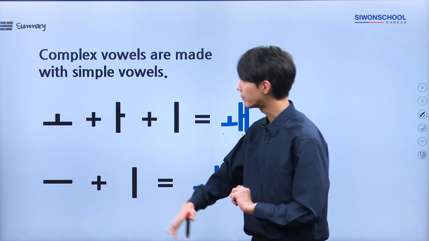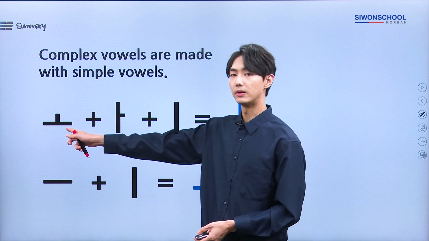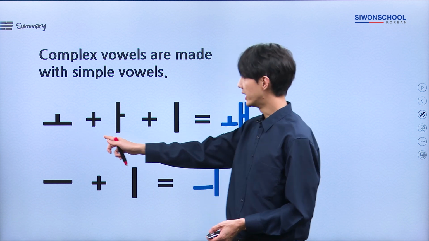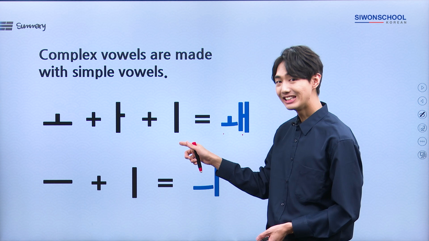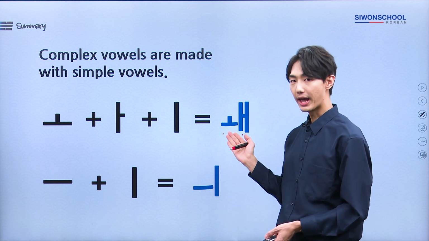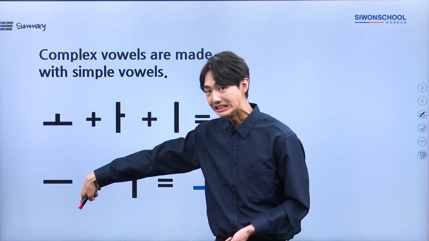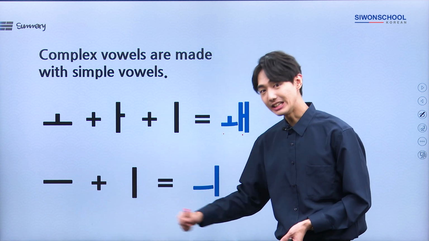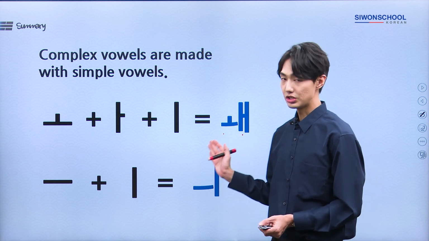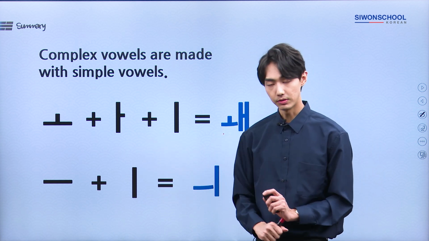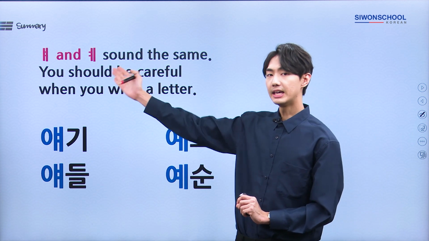Next one. So complex vowels are connected with the simple vowels. We learned this. What was this one? O and A and E makes what? We. Okay? Same thing. U plus E is what? E. Okay? So you can make the complex vowel with the simple vowels. All right? Another thing that you have to be careful.